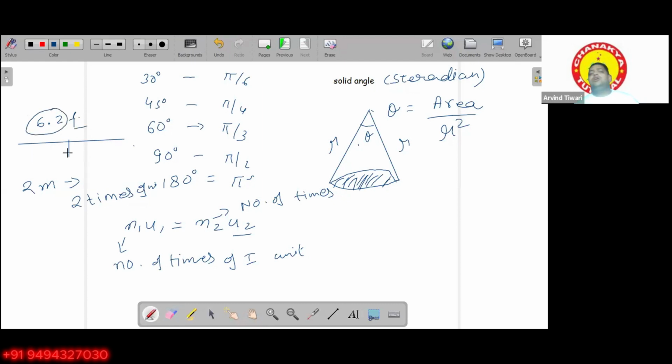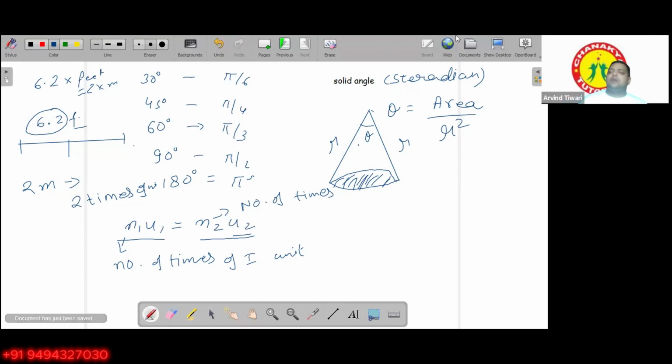So both the quantities are measuring the same physical quantity. So you should have 6.2 times of feet equal to 2 times of meter. This is what it actually means when you are writing N1 U1 is equal to N2 U2. N1 means the number of times the first unit occurs, N2 means the number of times the second unit occurs, where U1 and U2 are the units.